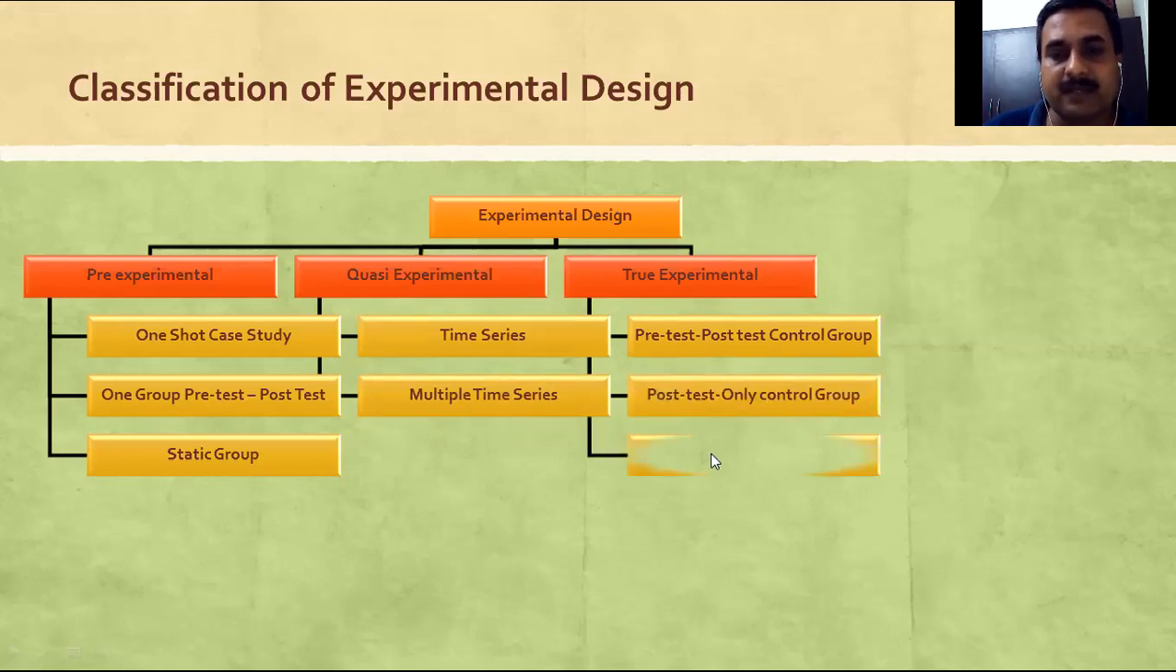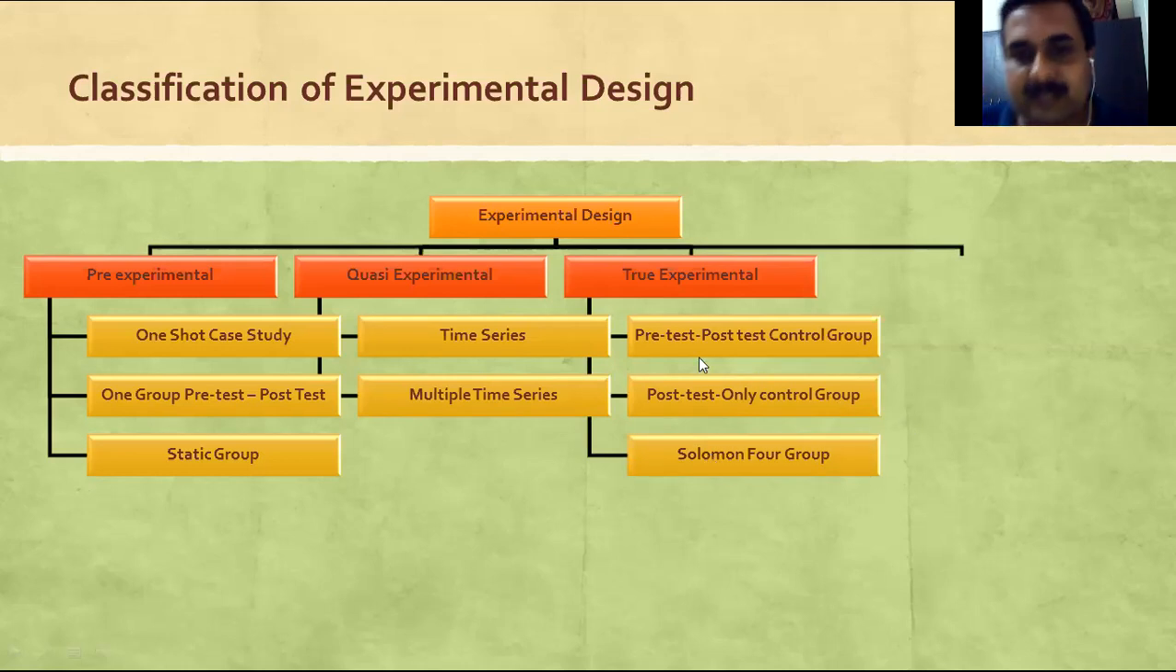In true experimental, three types are there. Sorry, four types are there, no, only three types are there: pre-test and post-test control group, post-test only control group, and Solomon four group. From true experimental onwards, we are going to choose the sample randomly. So these are going to be very specific, and the chances of getting a biased result should be minimal in true experiment. Further, moving ahead, statistical.